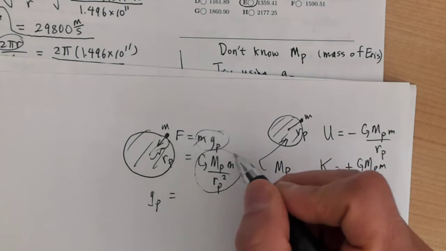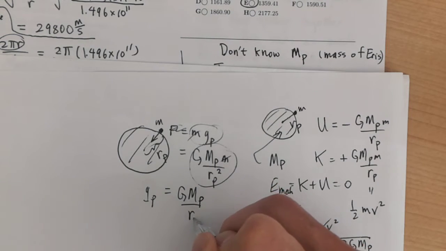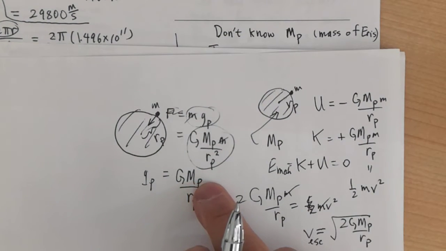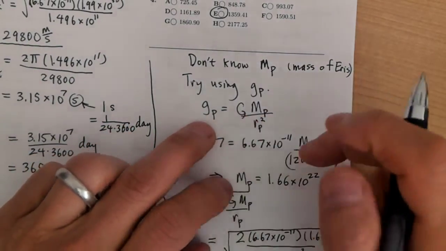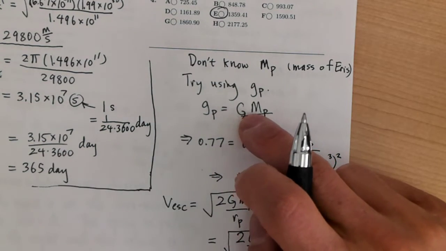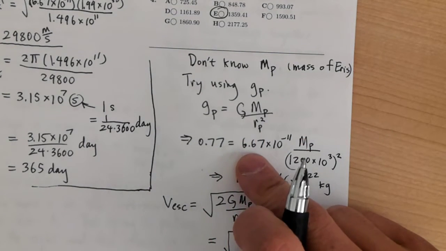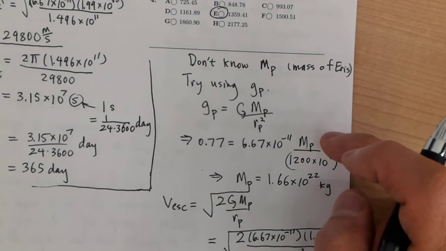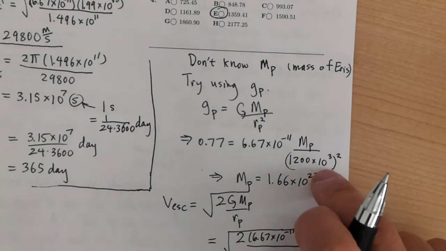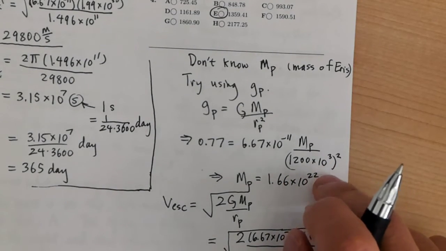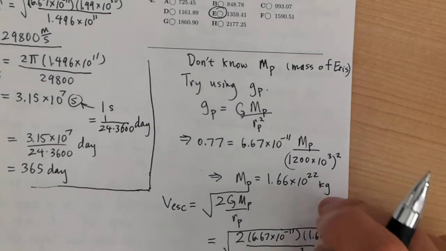So then we can cancel out the m's in this equation, and we get that it's just capital G times the mass of the planet divided by the radius of the planet squared. We're going to say small g_P is equal to capital G times the mass of the planet divided by the radius of the planet squared. So 0.77 is equal to 6.67 times 10 to the negative 11 times M_P, which we don't know, divided by the radius, which is 1,200 kilometers, multiplied by 1,000 to make it into meters. That has to be squared. And we get M_P equal to 1.66 times 10 to the 22 kilograms.